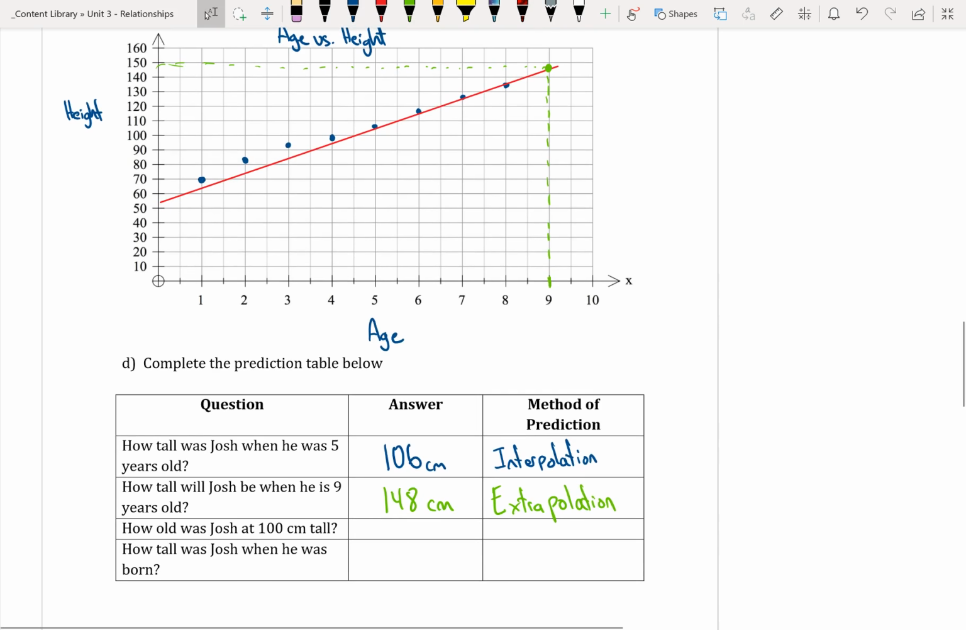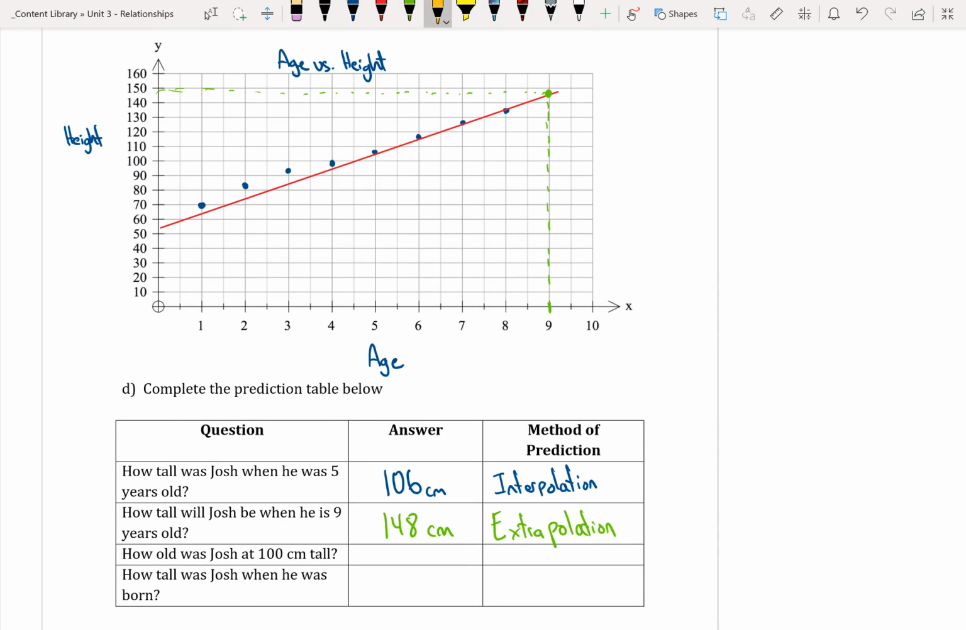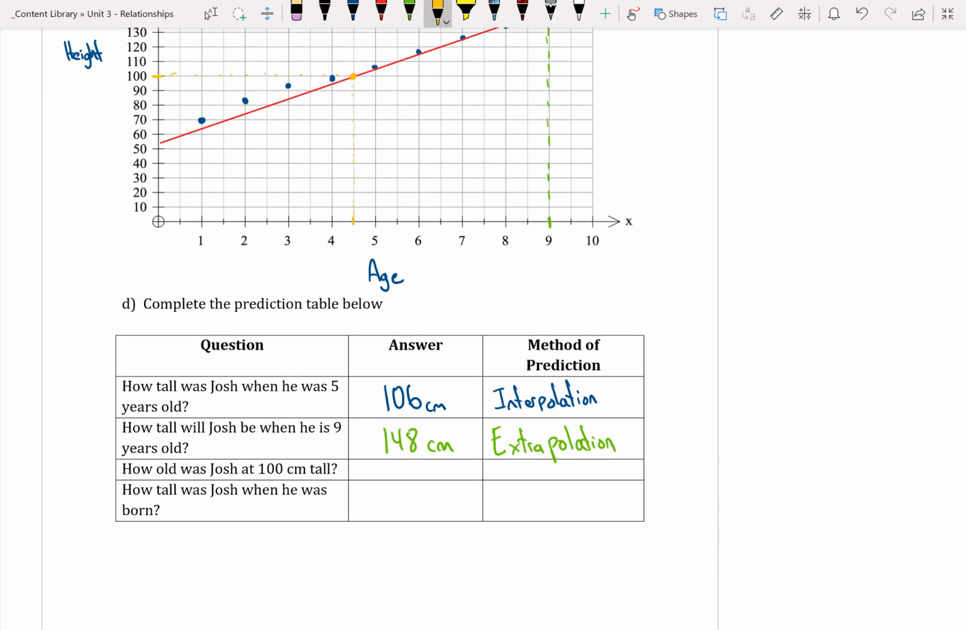So how old was Josh at 100 centimeters tall? In this case, again, we're going to do something similar, but we're going to go along the y-axis. So at 100 centimeters, we're going to go over until we hit the line, and then we can follow it down to the x to see what that value is, and it looks as if it's about 4.5 years.